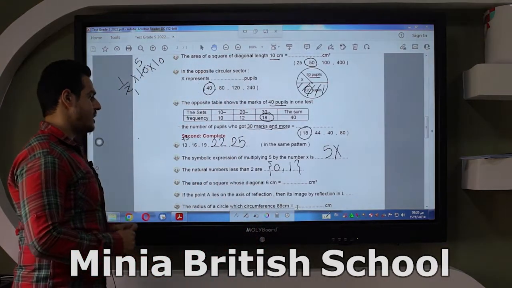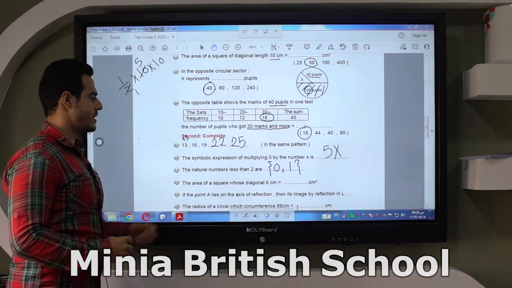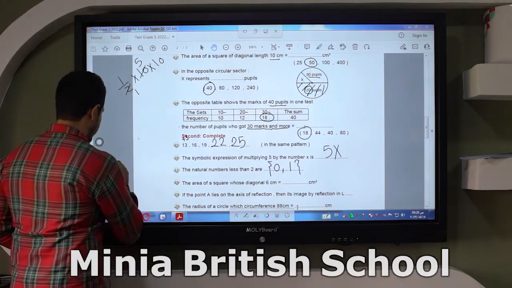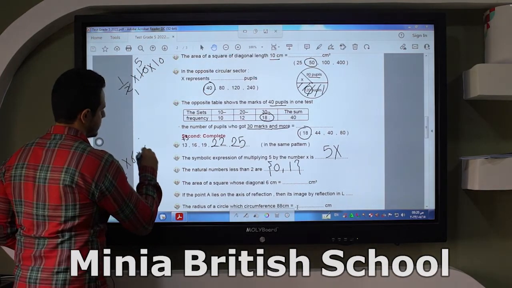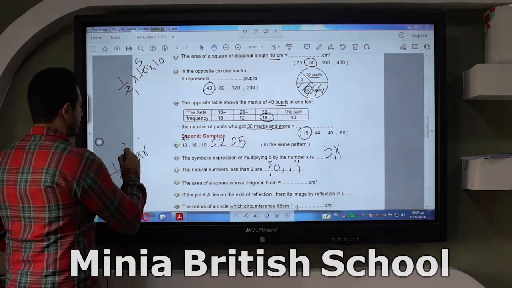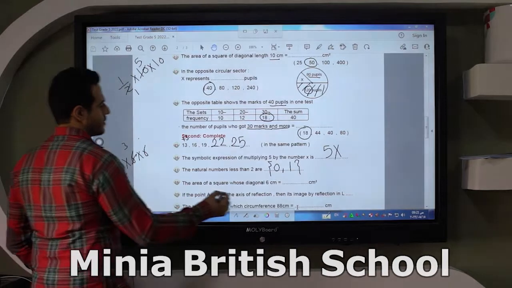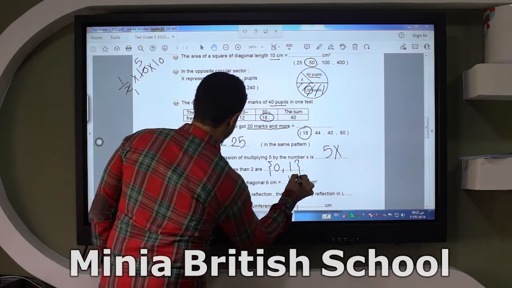18. The area of a square whose diagonal is 6 centimeters. Okay, he wants the area. So half times d1 times d2. Half times 6 times 6, divided by 2 equals 3. 3 times 6 equals 18 square centimeters.